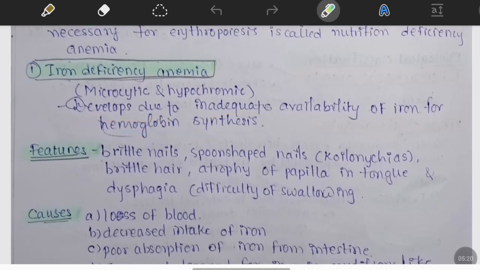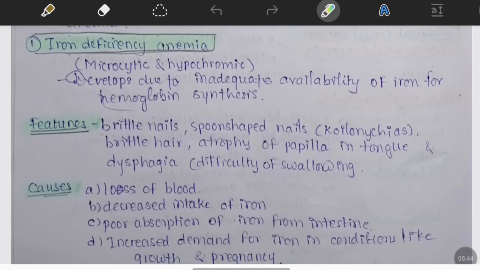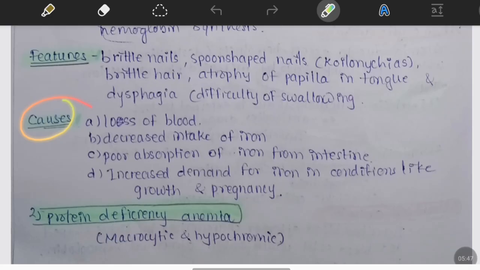synthesis. The features of the iron deficiency are brittle nails, spoon-shaped nails, brittle hairs, atrophy of the papilla in tongue, and dysphagia, that is the difficulty of swallowing. Here are important clinical questions that may come in our university exams also. Here are the features you should write, and the causes: loss of blood, decreased intake of iron, poor absorption of iron from intestine, increased demand for iron in conditions like growth and pregnancy.